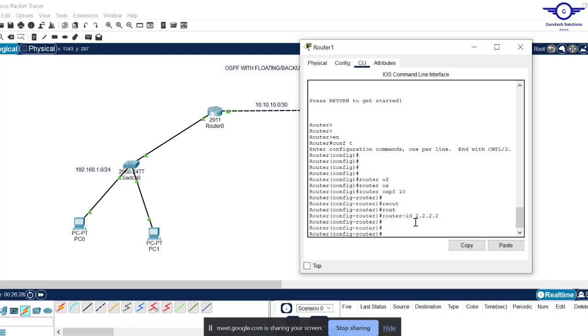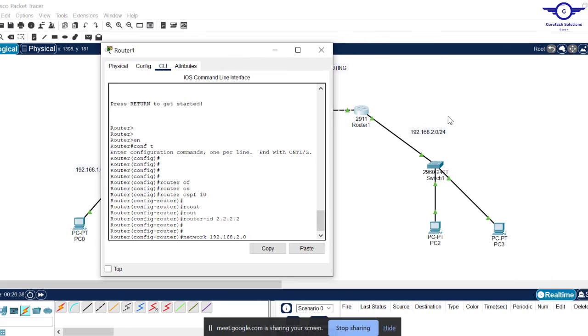So let's advertise the networks. The networks that are here: network 1 is 192.168.2.0. Now, what's the subnet of this one? Yeah, I got you, on this side now. The subnet mask is /24 notation.